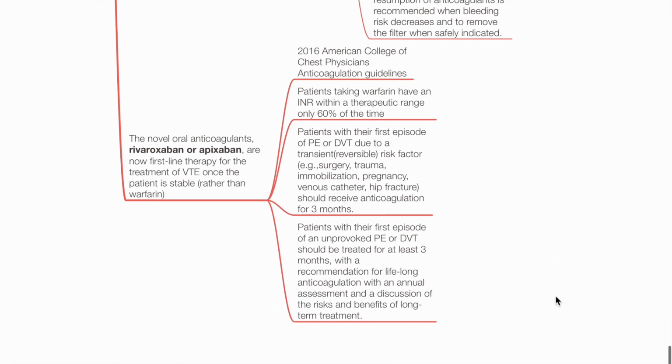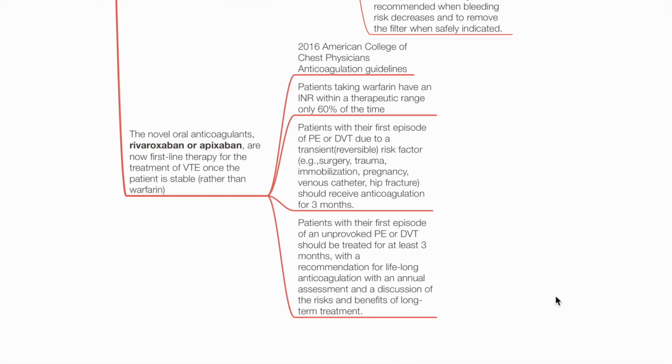Novel anticoagulants such as rivaroxaban and apixaban are now first-line therapy for the treatment of VTE once the patient is stable, rather than warfarin.